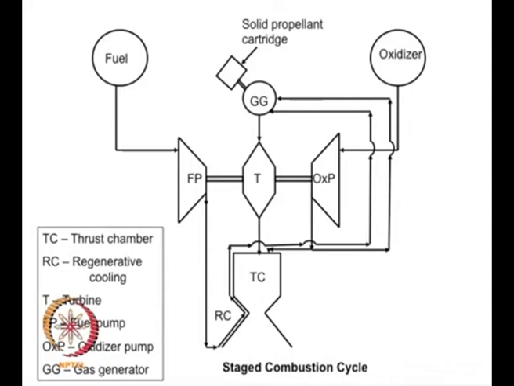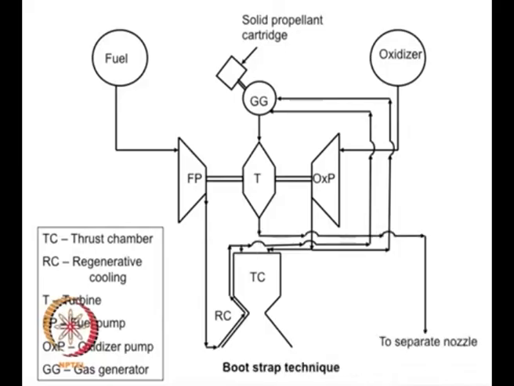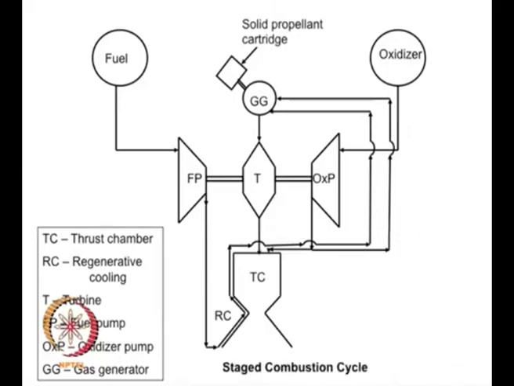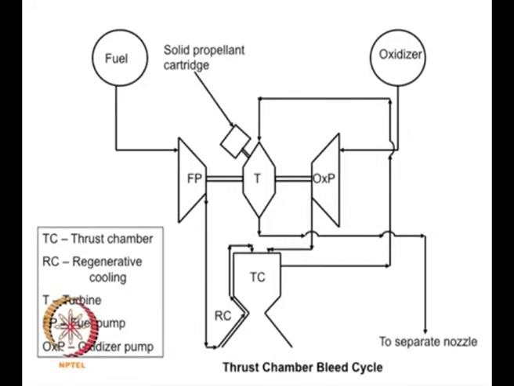So this can give you very high turbine power. Therefore this is typically used in very high thrust and long duration engines, okay. So this is the bootstrap technique. This will have a separate nozzle. Stage combustion is fine. Then lastly you have something known as thrust chamber bleed.